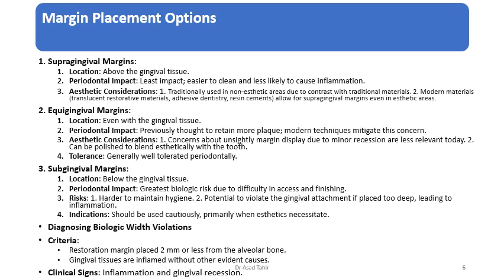Diagnosing biologic width violations. Criteria: restoration margin placed 2 mm or less from the alveolar bone. Gingival tissues are inflamed without other evidence. Clinical signs: inflammation and gingival recession. Conclusion: understanding the biologic width and careful margin placement are essential for optimal periodontal health and successful restorations. Modern materials and techniques allow for more flexibility in margin placement, maintaining periodontal health. Supergingival and equigingival margins are generally safer and well tolerated, while subgingival margins require careful management to avoid biologic width violations.